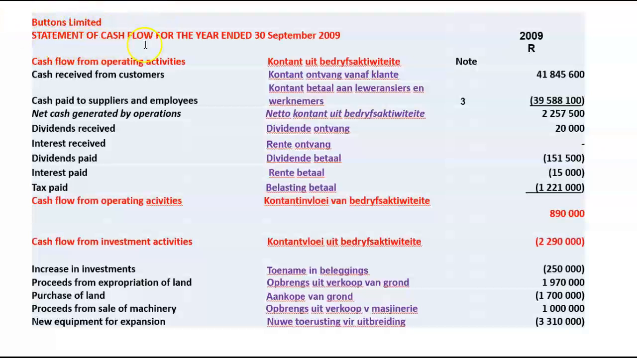Buttons Limited, statement of cash flow for the year ended 30 September 2009, 2009 Rand, and here's our note indication. Cash flow from operating activities, cash received from customers, cash paid to suppliers and employees, net cash generated by operations, dividends received, interest received, dividends paid, interest paid, tax paid, cash flow from operating activities.